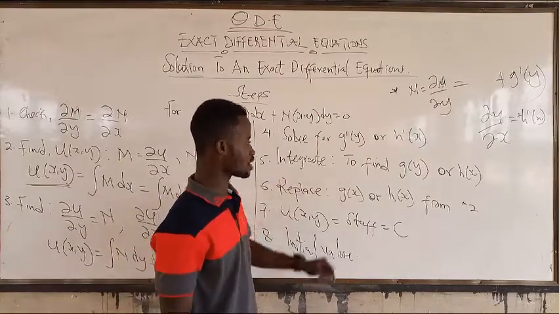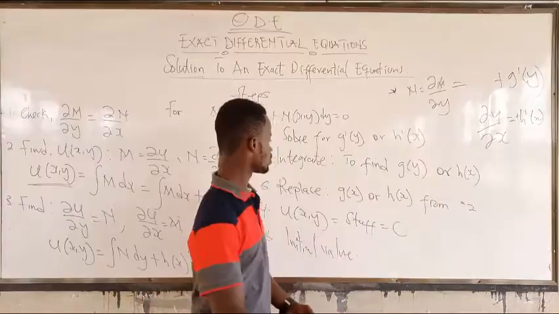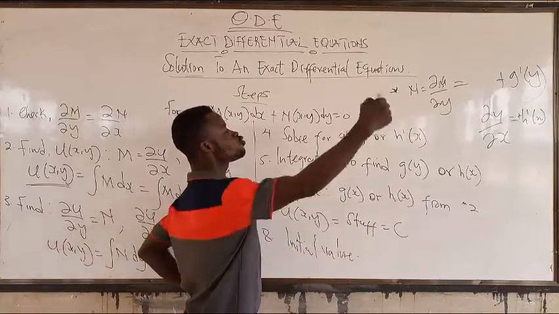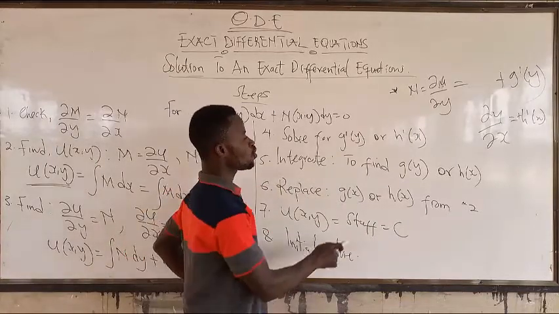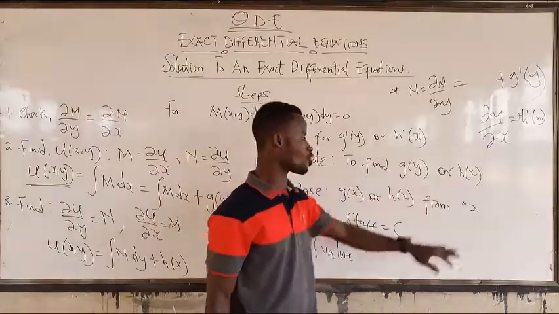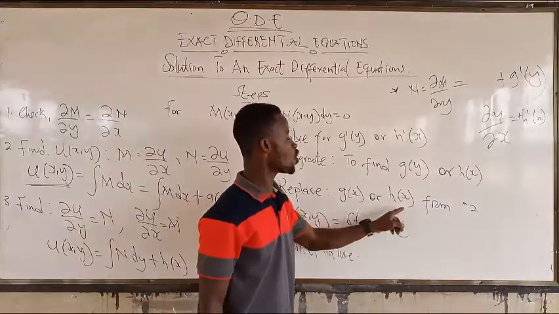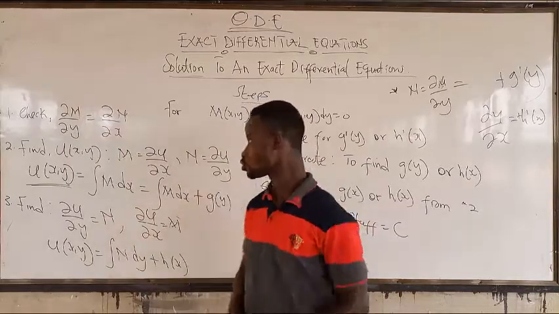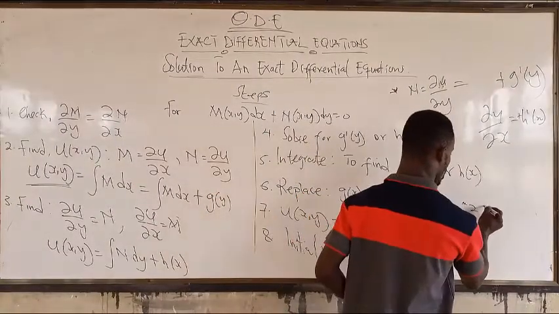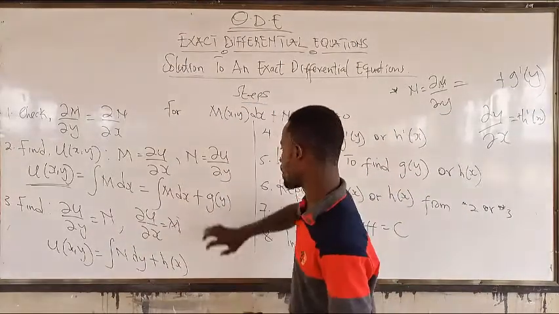Fifth part, integrate. So for you to solve for this or this, depending on the one you choose, you now integrate, because when you integrate both sides, you undo the derivative. So when you integrate, you find G of y or H of x. Sixth part, replace G of x or H of x from step 2. Looking at the second step, it depends on whether you go by this or this, so 2 or 3. After getting G of x here, you're going to replace it here.